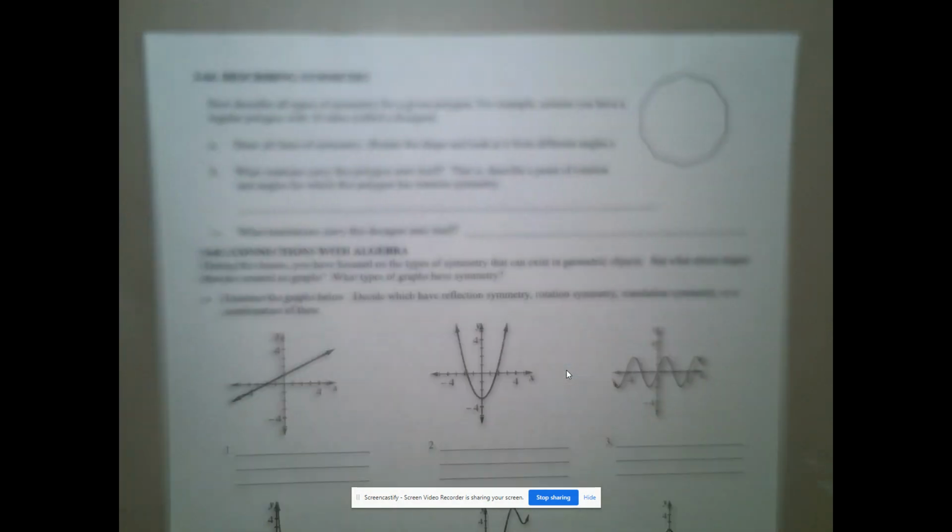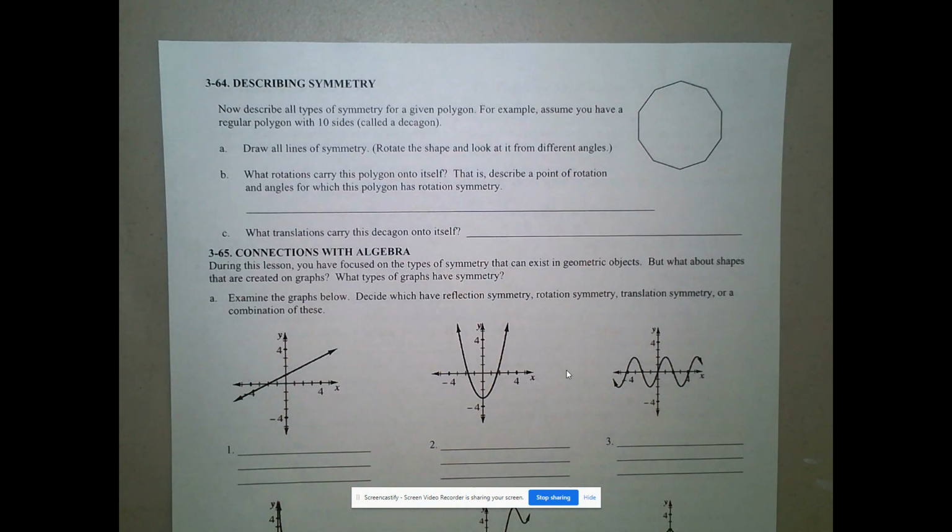All right, now here's the part we are going to actively draw. Describing symmetry. Now, describe all types of symmetry for a given polygon. For example, assume you have a regular polygon with 10 sides. So this is a regular decagon. Draw all lines of symmetry. Rotate the shape and look at it from different angles.